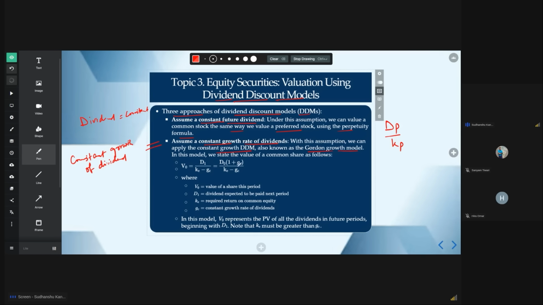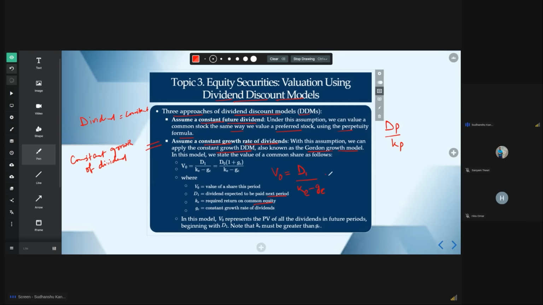Again, don't go too deep in this model. This is the formula. What's the formula? V naught, value of a stock. In the exam they will give you D1. D1 is dividend next period, guys. D0 is today, D1 is tomorrow. Tomorrow's dividend divided by your required rate of return on common equity minus your growth rate on the common equity, GC.